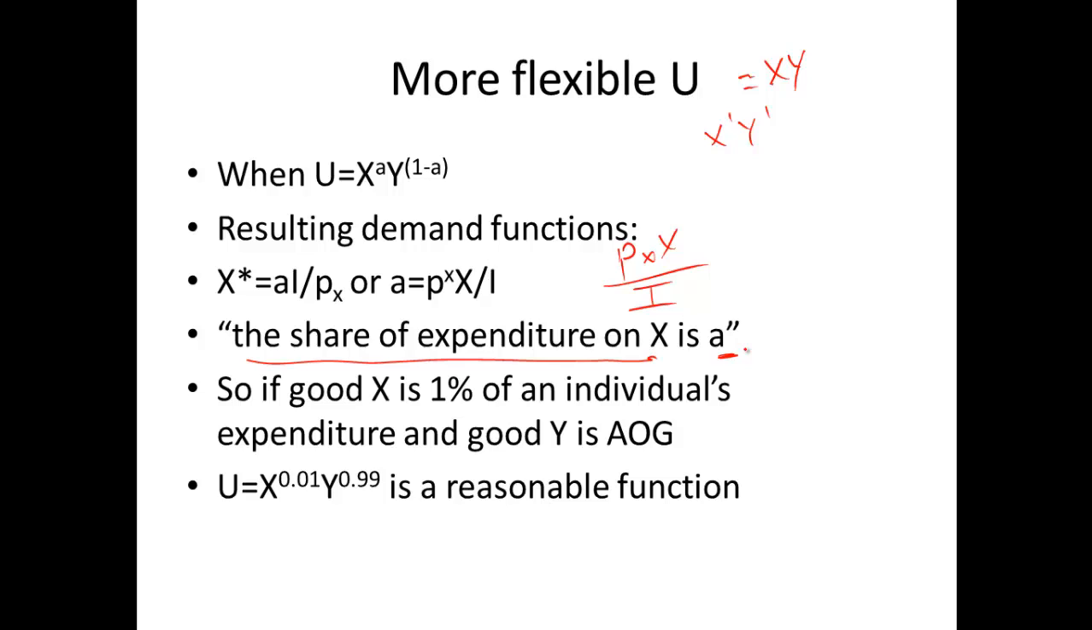And so, for example, if a particular good were 1% of an individual's expenditure, and let's say that good y is all other goods, then this function, u equals x to the 0.01 times y to the 0.99, would be a reasonable function for approximating them.